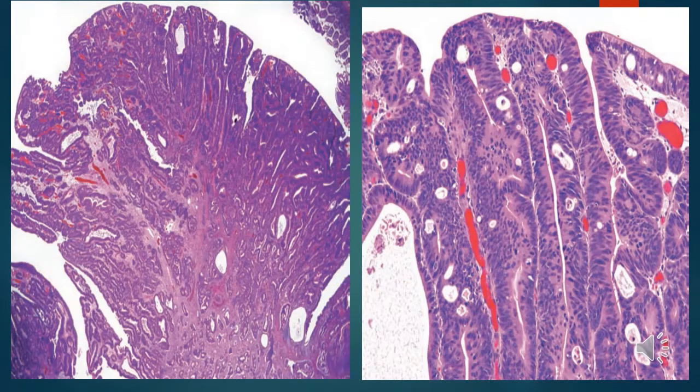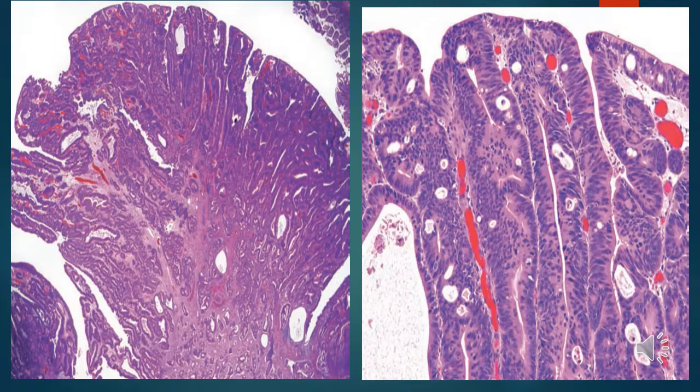The adenomas, as you know, are classified as tubular, villous, or tubulovillous on the basis of their architecture. Tubular adenomas are small pedunculated polyps composed of small rounded or tubular glands. In contrast, villous adenomas are often large in size, and they are covered by slender villi, like finger-like projections.